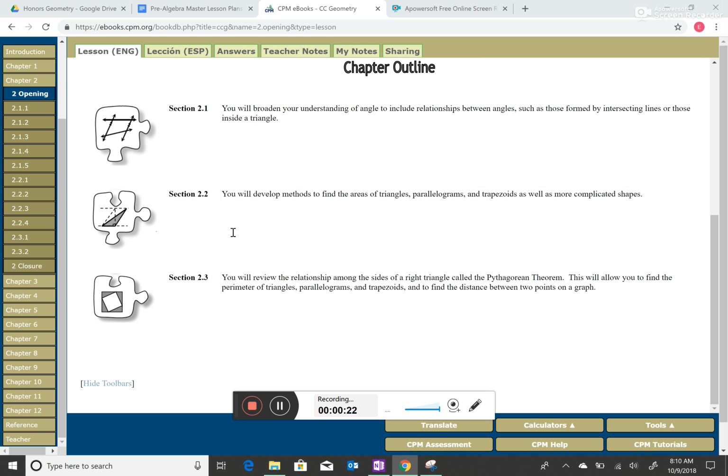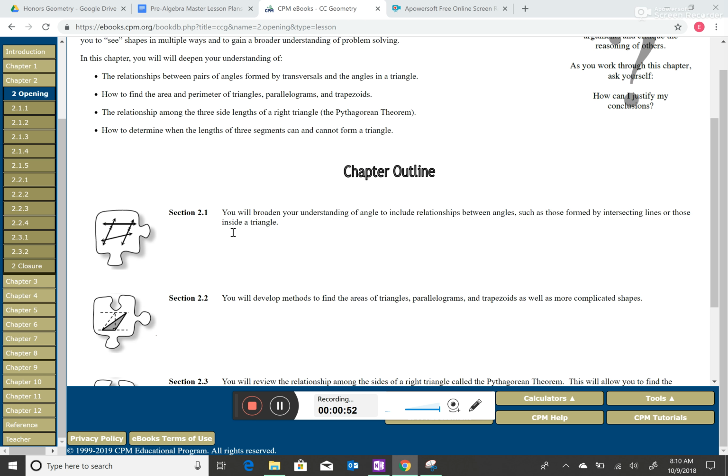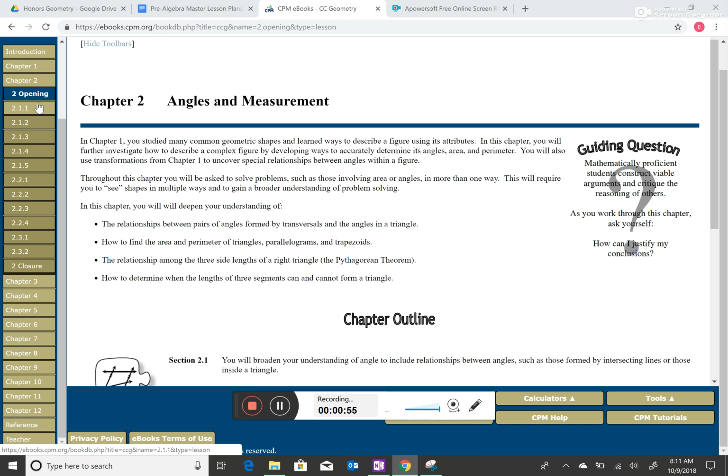Section 2.1, we talked all about the angles and the different vocabs and the relationships between those angles. A lot of those lines were parallel, cut by a transversal, or they had a triangle in it. The next section we went through was 2.2, which is the one that we kind of mushed all together, and that was just finding the area of triangles, parallelograms, and trapezoids. And then in section 2.3, we discussed the Pythagorean theorem. So those were the three main ideas hit in that section.